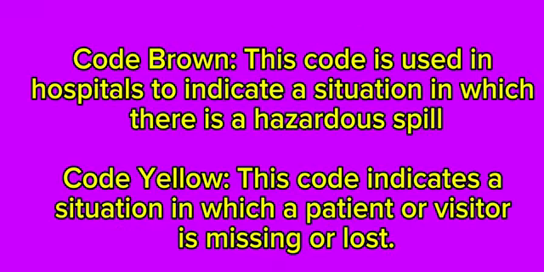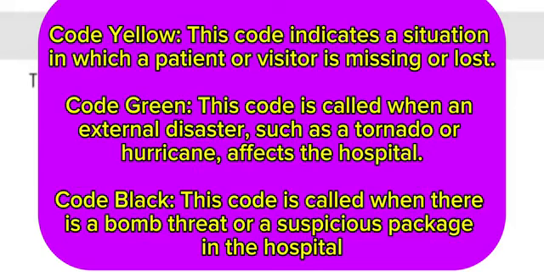The next codes, brown and yellow. Code brown is used in hospitals to indicate a situation in which there is a hazardous spill. Code yellow indicates a situation in which a patient or visitor is missing or lost. These are two different emergencies. One is for hazardous spills, the other indicates someone is missing or lost in the hospital. So brown is used for hazardous spills and yellow is used for patients, visitors, or someone who is missing or lost. You already know about this.